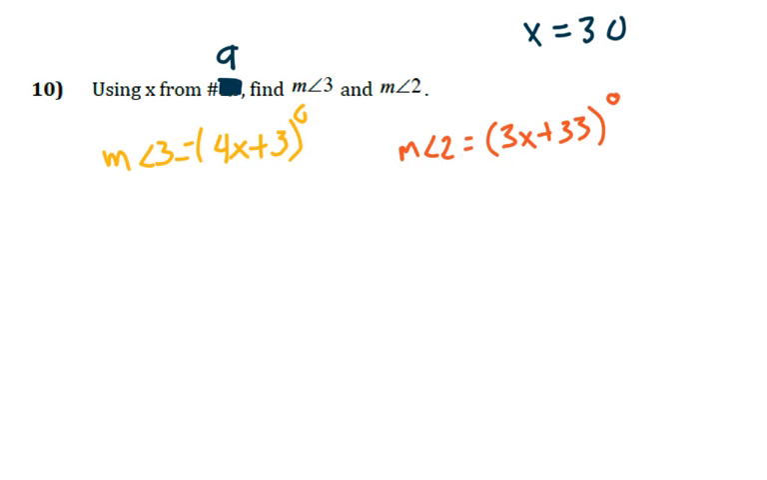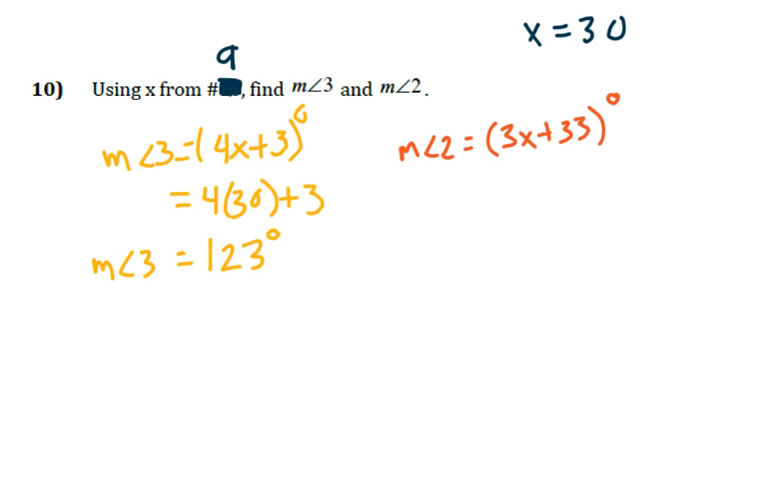So to find this, we're going to substitute 30 in for x in each of these equations. If we substitute 30 in for x for the measure of angle 3, we will get 4 times 30 plus 3. And 4 times 30 is 120, plus 3 gives us 123. Now, I left off the degrees, but I have to put degrees on this because we're talking about the measurement of the angle. So the measurement of angle 3 is 123 degrees.